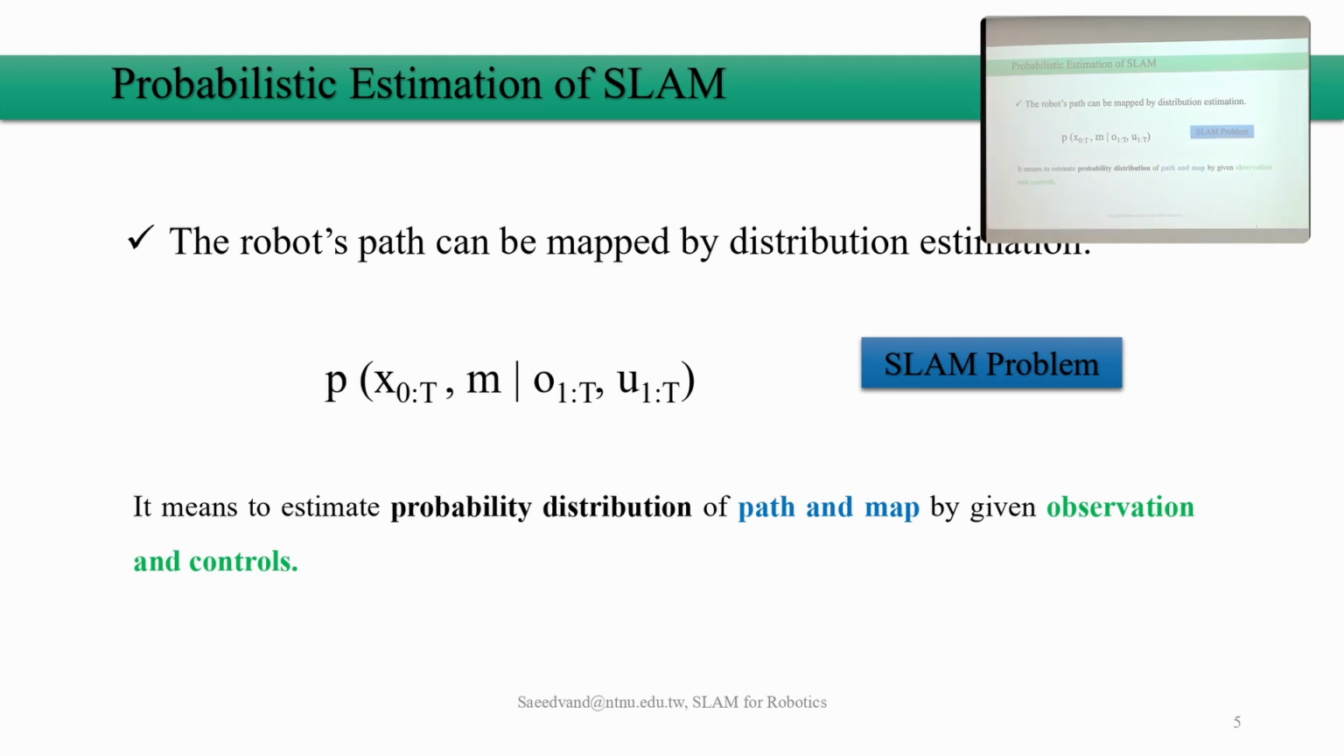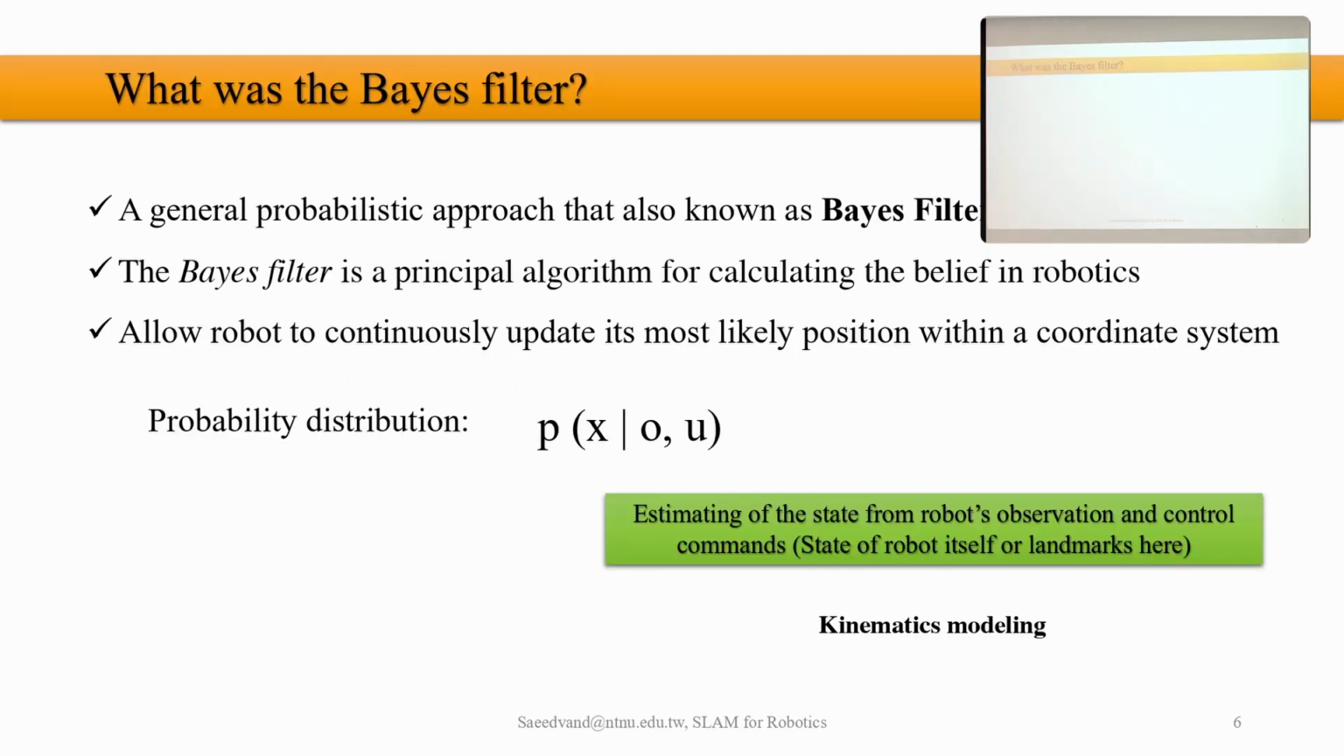What we've done is show the distribution of the estimation by probability: the probability of the poses of the robot x0 to t and the map m, given the observations and control commands. So these are inputs to our problem, and we want to construct a map and find the poses of the robot. In the last lecture we didn't have this m here, because we wanted to localize only, but when you want to solve the whole SLAM problem, you also want to construct the map. So I've also noted that it means the probability distribution of the path and map given the observations and controls, so you can read it more easily.